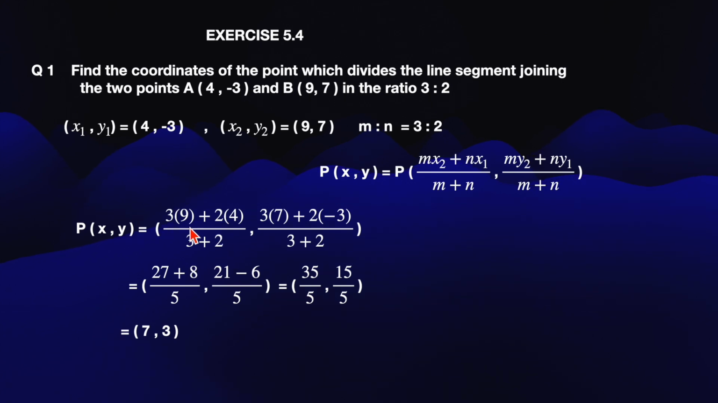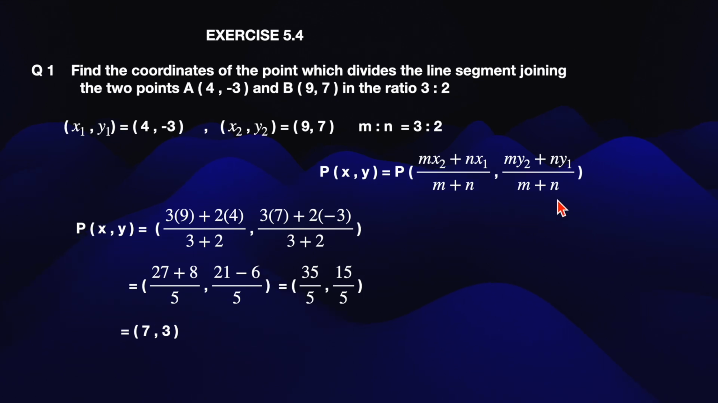Now let us simplify this. 3 9s are 27, 4 2s are 8, 3 plus 2 is 5, comma 21 minus 6 upon 5. Simplify this, 35 upon 5, 15 upon 5, that is 7, 3. So this is how we apply the section formula.